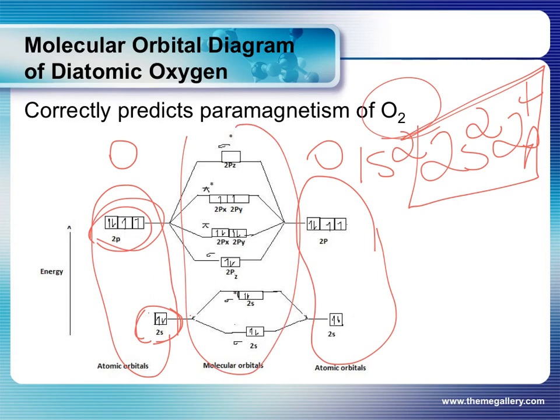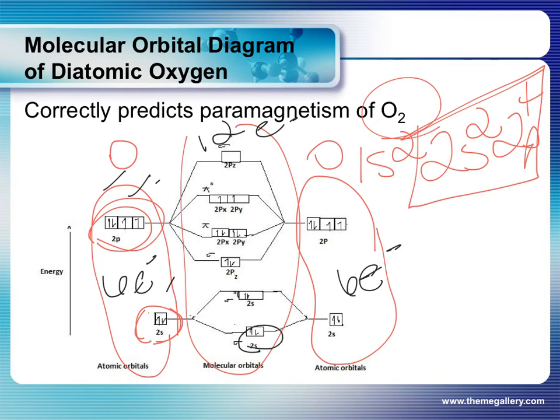So what you do is you count the total valence electrons that you start with. Oxygen has 6 valence electrons, right? So each oxygen atom has 6 valence electrons to contribute. Conservation of electrons, that means that we have a total of 12 valence electrons that we need to place in the molecular orbitals. Start at the lowest energy.